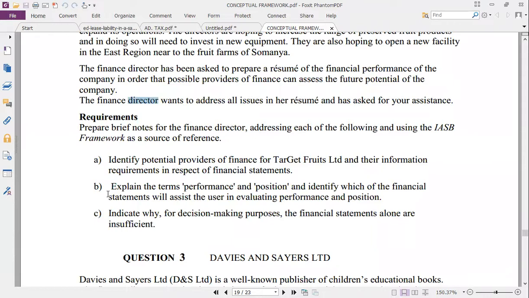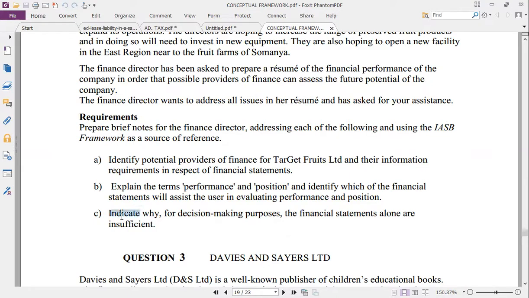What is performance? Performance simply means the organization's performance is measured in terms of profit or loss earned by the organization. Position is the assets, liabilities and equity that the organization possesses, or claims due to and due from the organization. That is all. The statement for performance is the statement of comprehensive income, or the profit or loss, or the trading profit or loss. Then for position, the statement of financial position.